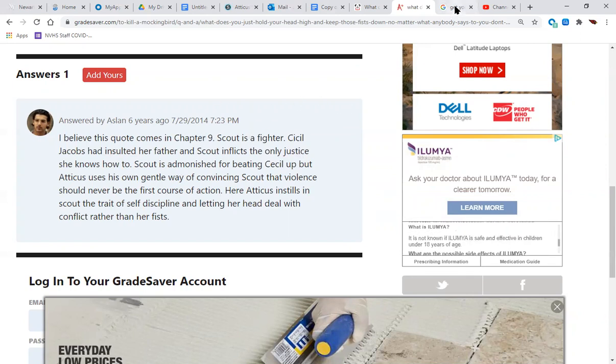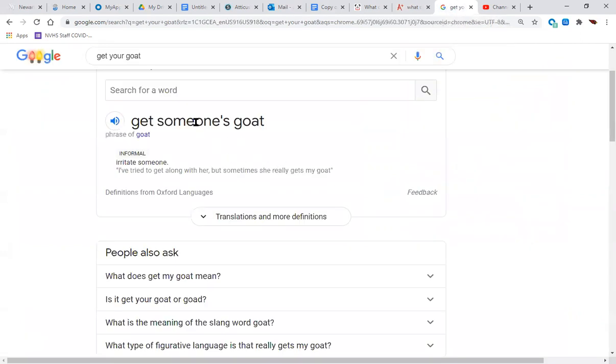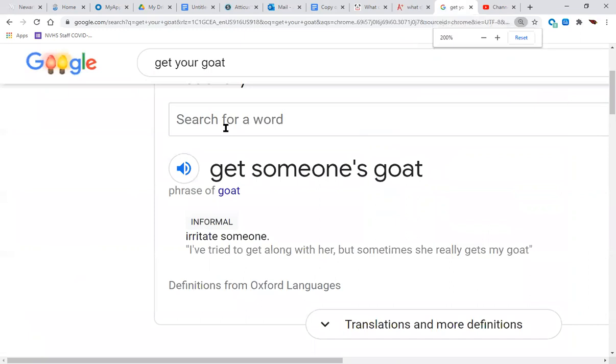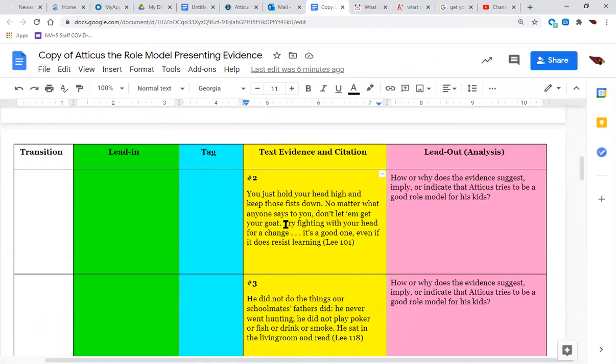And then I also looked up this thing about getting your goat. When you get someone's goat, it's essentially, someone irritates you when they get your goat. They get under your skin, so to speak. So, yeah, if you didn't read this, you could still figure out a way to write about it a little bit, at least to be able to demonstrate that you understand these terms.